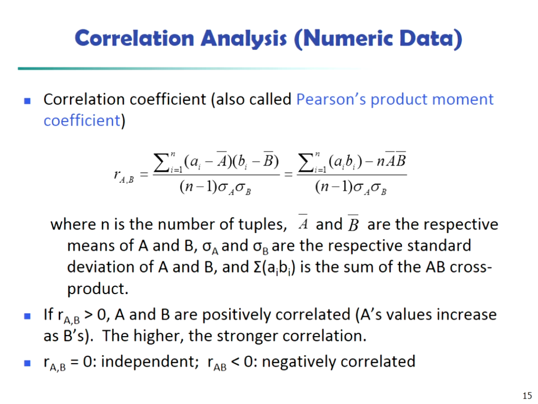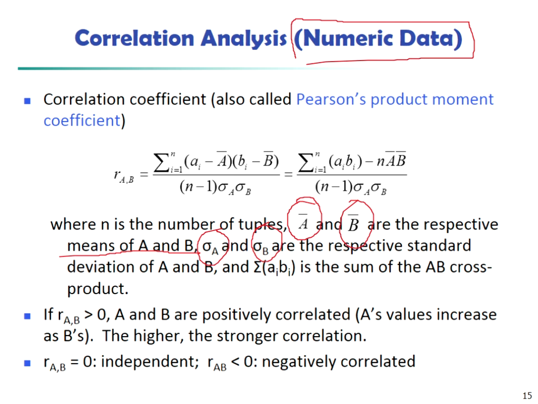Let's move now to correlation analysis for numeric data. So for numeric data, we can calculate the correlation coefficient r_AB equals the sum of a_i multiplied by b_i minus N multiplied by the mean of A multiplied by the mean of B, divided by N minus 1 multiplied by the standard deviation of A multiplied by the standard deviation of B. So N here is the number of tuples. Mean A and mean B are the respective means of A and B, and sigma A and sigma B are the respective standard deviations of A and B.